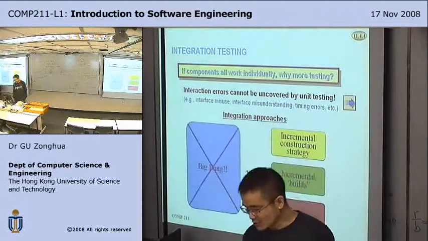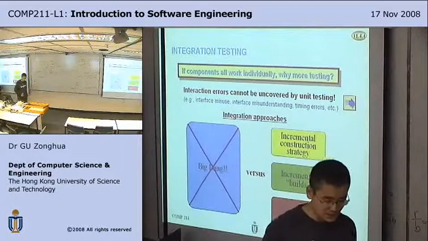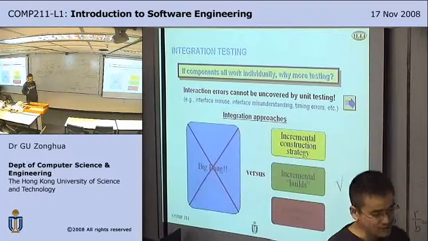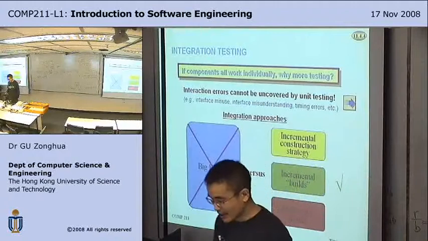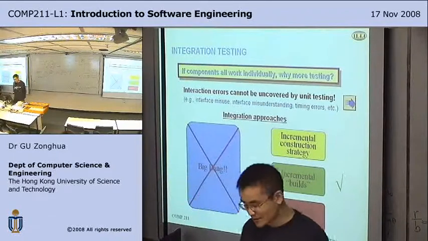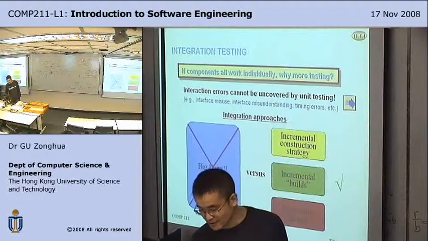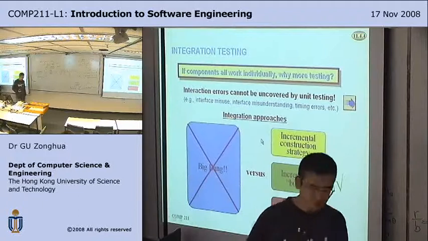So integration approaches. One is the Big Bang integration. That is, you have a team of, say, 5 members. Everyone goes off and implements something, and 5 days before the deadline, you do the integration. That's Big Bang, and that's very bad. So you should try to do incremental construction, incremental builds.